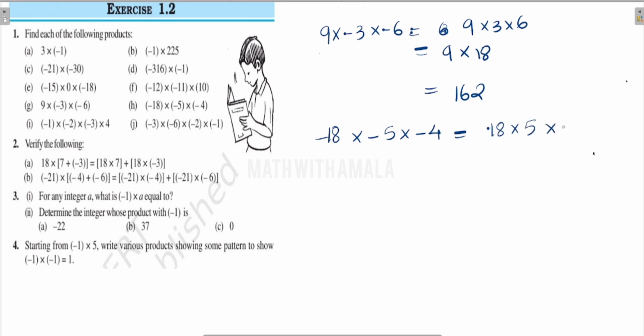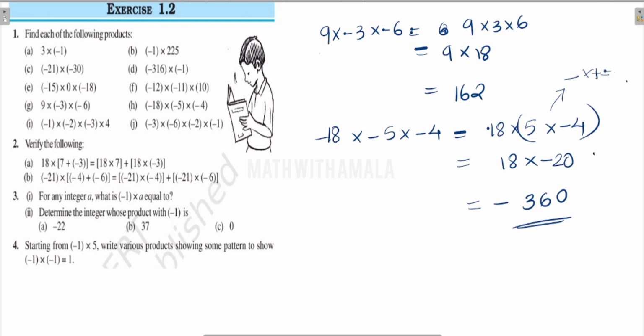Next, minus 18 into minus 5 into minus 4. That's equal to, you will be remaining with only one negative over there. So you can do the 5 and 4 multiplication first. So minus 20 will come there. 18 into minus 20. This is actually the associative property we are applying here. 18 into 2, 36. Then give the 0 together with the 36. So the answer is minus 360.